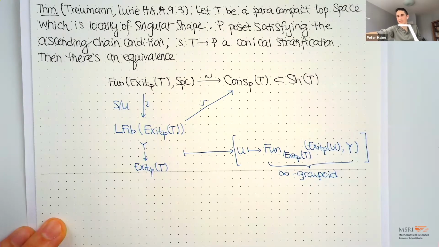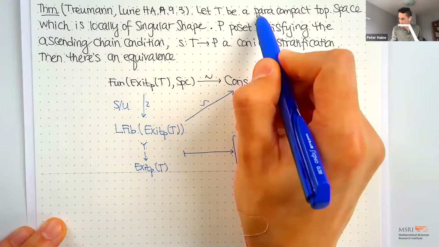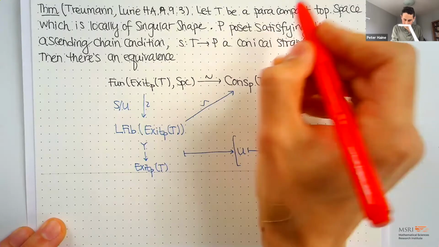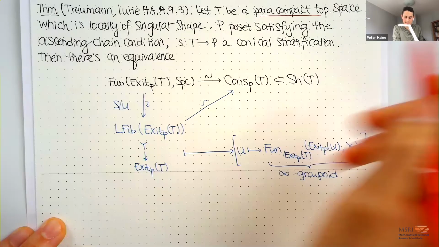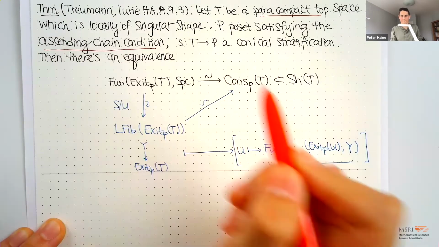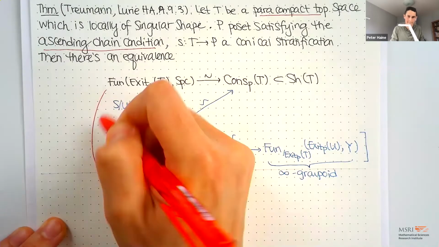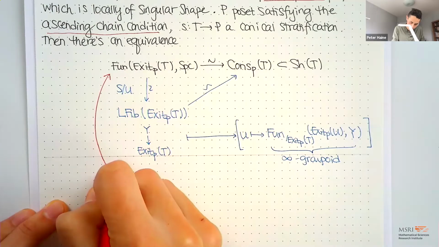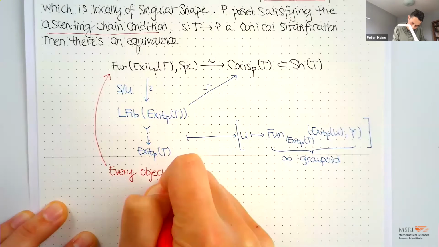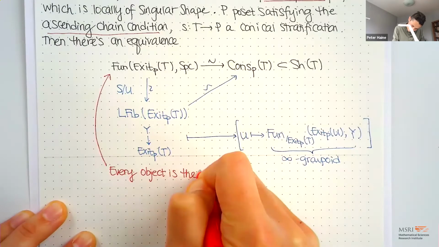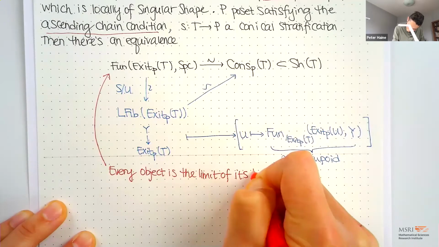Maybe let me say a few other things about, let me do this in red, where this paracompactness and ascending chain condition come from. These come in part because here every object is the limit of its Postnikov tower.